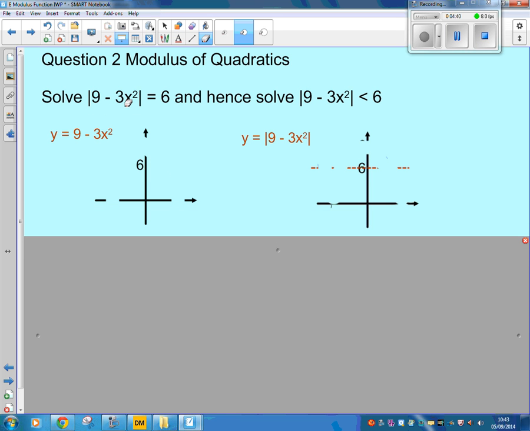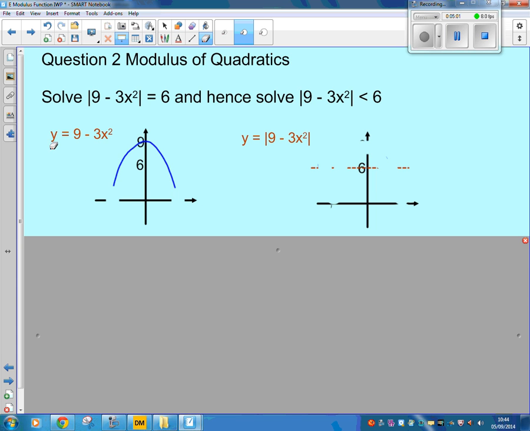9 minus 3x squared. Well, x squared looks like this. Minus x squared is going to be the other way up. And 9 minus 3x squared, well, when x is 0, y is 9. So it's going to cut at 9, and then it's going to come down like this. Let's look at these 2 points.